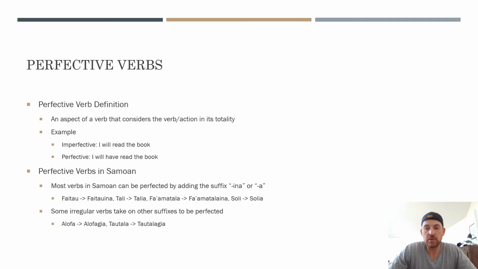It's just considering the verb in its totality. So look at the difference between those two sentences. The difference there is the difference between imperfective and perfective. So with that being said, this occurs in Samoan as well.